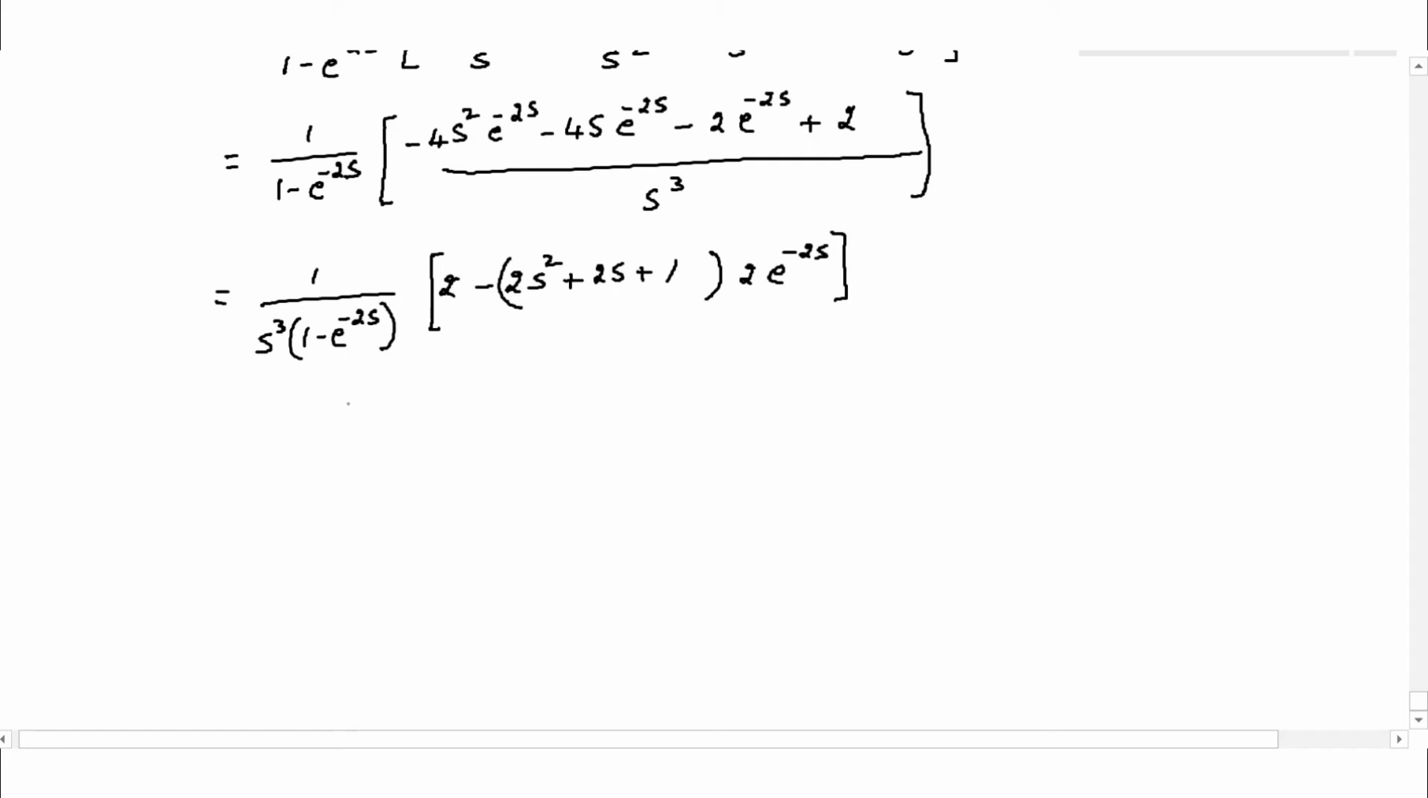Further, if you observe over here, 2 is common throughout, so I can take 2 common outside, divided by s cube into 1 minus e power of minus of 2s. And you are left with 1 minus of 2s square plus 2s plus 1 times of e power of minus of 2s. That will be the required solution. Let us move on to the next question.